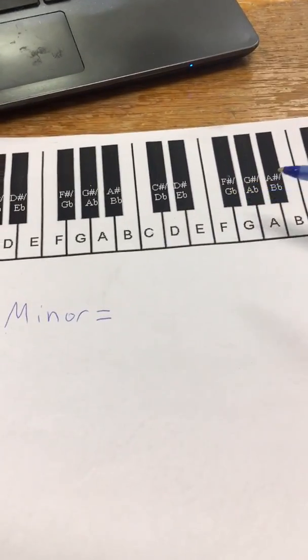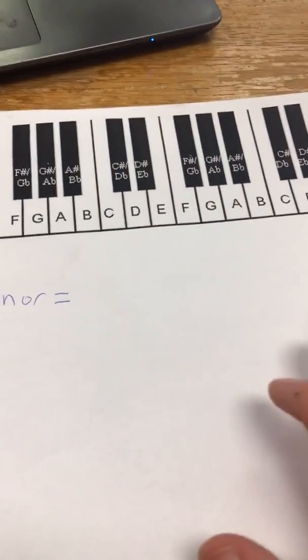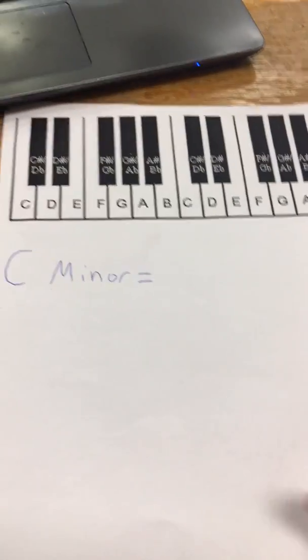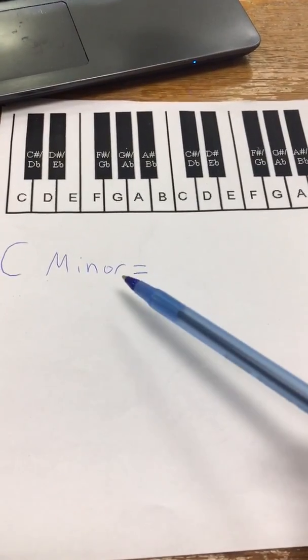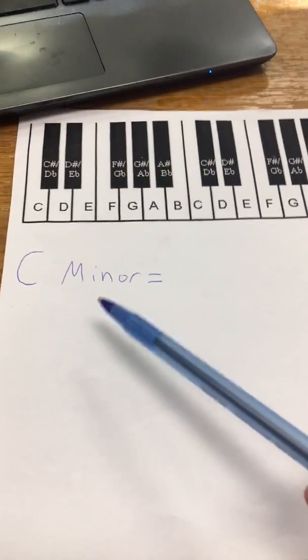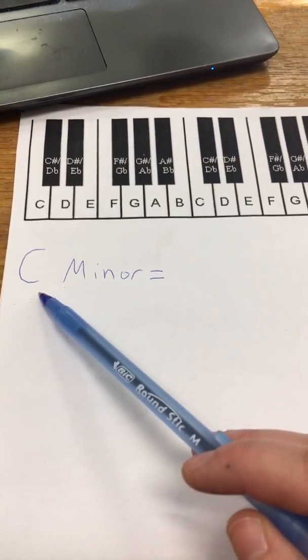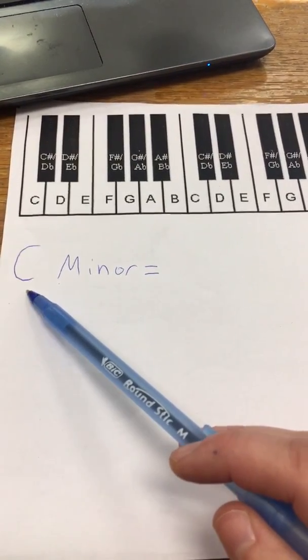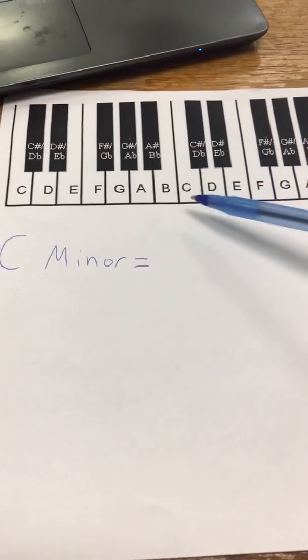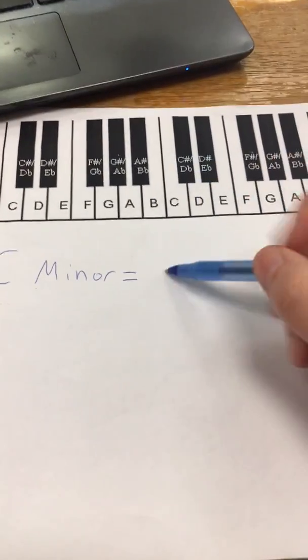This is a video about how to find minor chords using half steps. Let's say we want to find the C minor chord. We start by finding our root note, which is the name of the chord. So since this is a C minor chord, I'm going to find C. C is my first note.